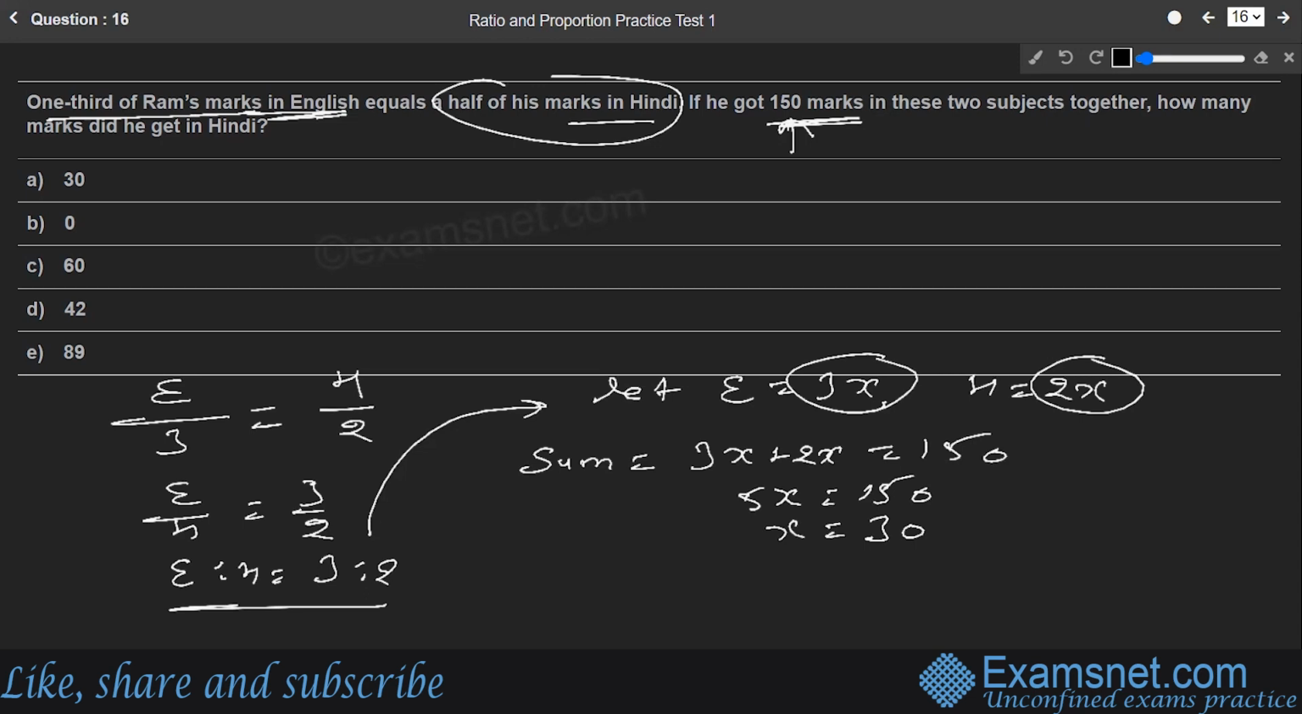Now what do they want to know? They want to know how many marks he got in Hindi. So Hindi's marks were nothing but 2x. So Hindi marks will be 2 into 30, that is going to be 60 marks. So the right answer is option number C, 60 marks he got in Hindi.